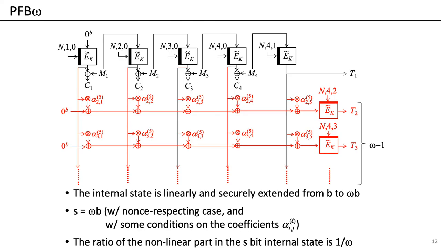This is the generalized mode we call PFB omega. The additional omega minus 1 times B-bit state is defined by processing each TBC output with these linear operations. The extended internal state ensures that the security level is equal to the internal state size, given by omega times B, in the nonce-respecting setting, and under some conditions that these coefficients in the linear operation should satisfy. The ratio of the nonlinear part in the internal state is 1 over omega, which is even smaller than that of PFB plus when omega is larger than or equal to 3.